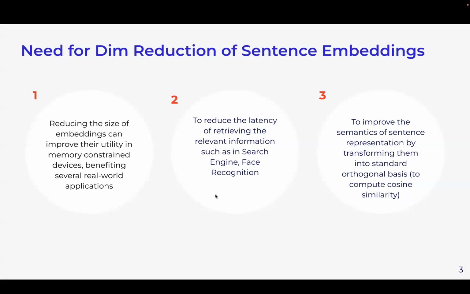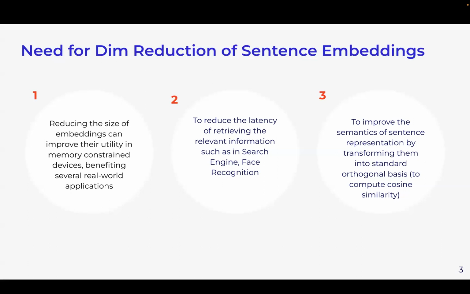And third one is to improve the semantics of sentence representations by transforming them into standard orthogonal basis to compute cosine similarity. So we all know the formula of cosine similarity, but there is an assumption before we calculate cosine similarity. So what is that assumption? Cosine similarity assumes that the two vectors for which we are computing the similarity are from the standard orthogonal basis. That is, suppose the Euclidean space, right?